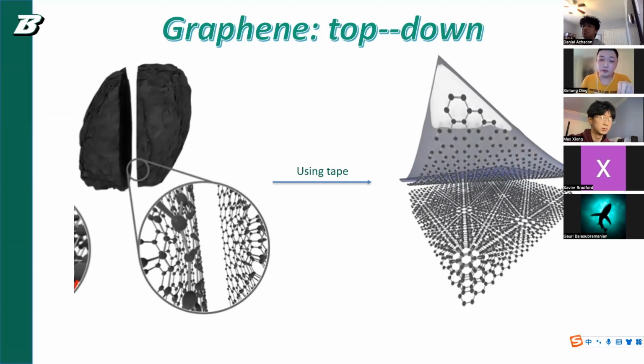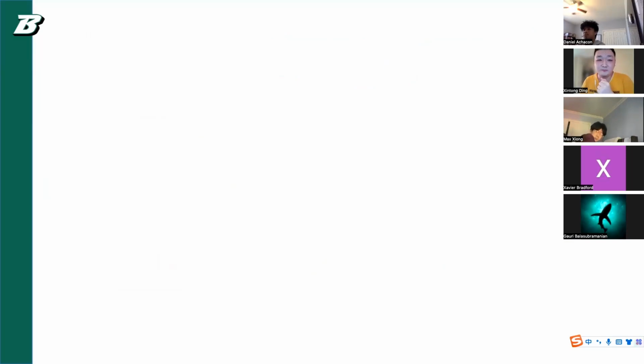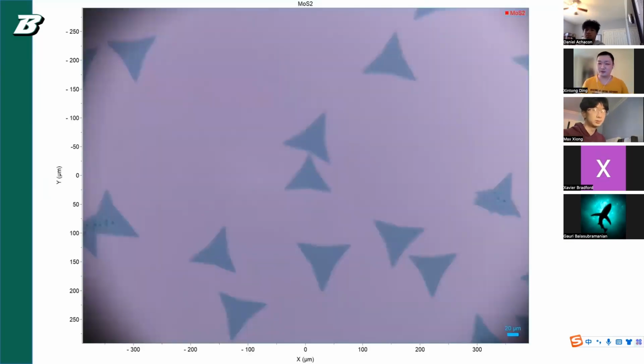The only difficulty for this method is how we can get the stable monolayer and how we can assemble them together. That's the most important thing. And I can show you some samples. I made, I think this is the sample from last week. Yeah, I made something like this.